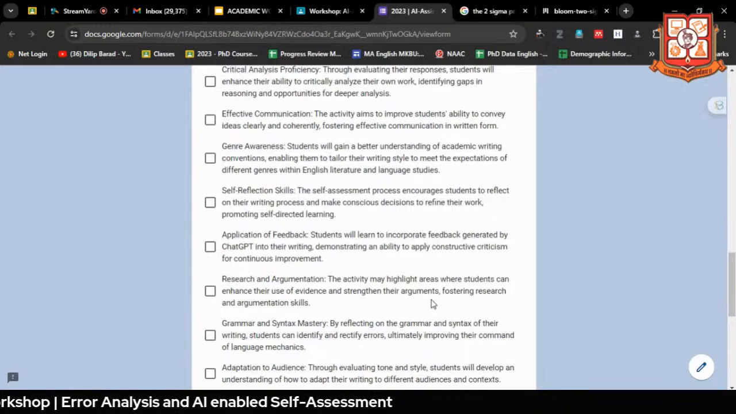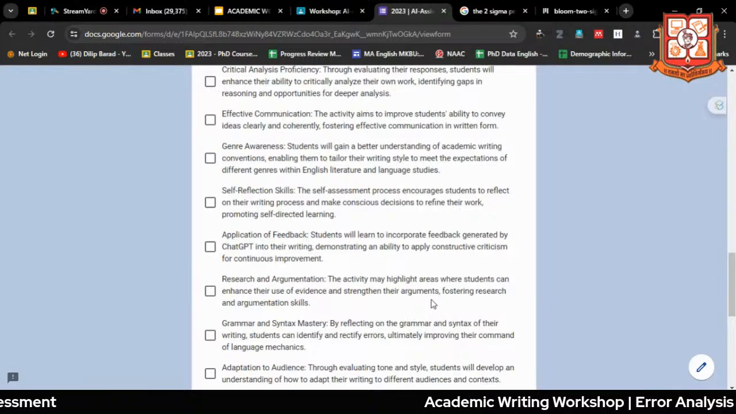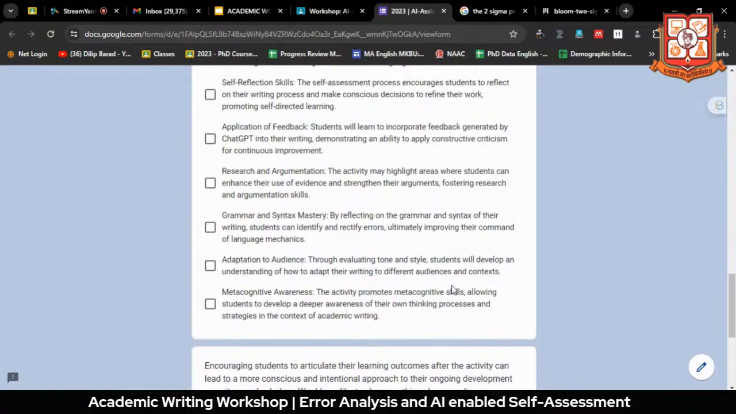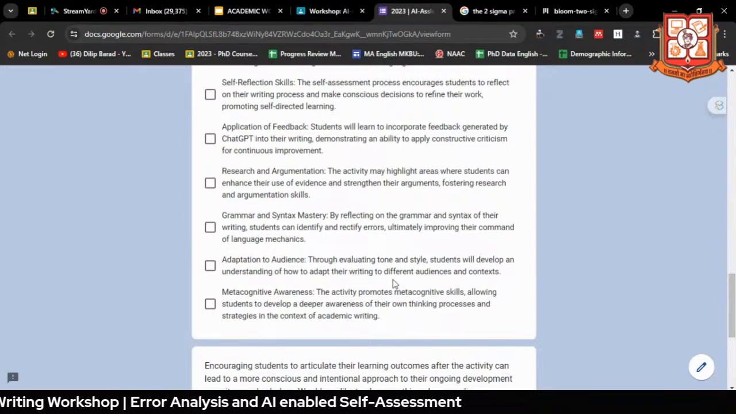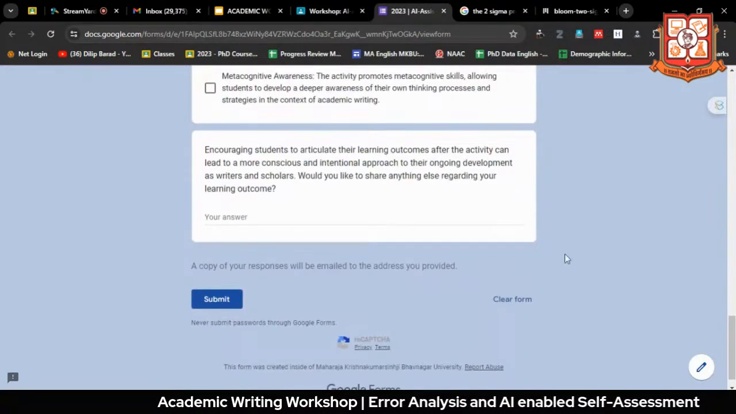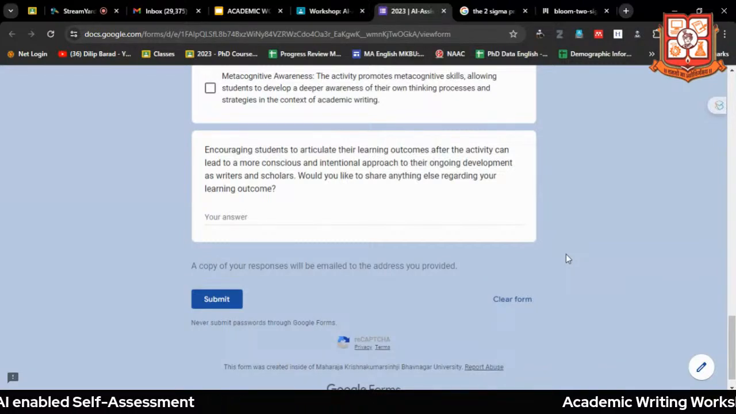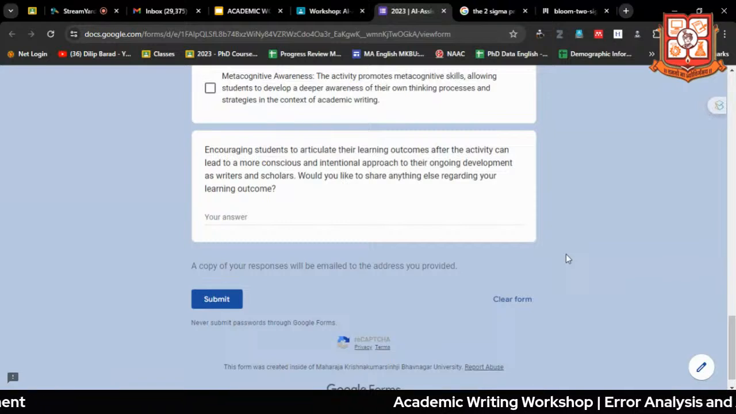Self-reflection skill. When you do this, you will self-reflect on your writing and the improved version of your writing. Two things: your writing and the improved version of your writing. And a few others: grammar, syntax mastery, adaptation to audience. Here it is a PG student, so that is the audience, and metacognitive awareness. Wherever you think there is some improvement, you have to tick mark. And then finally, encouraging students to articulate their learning outcomes after an activity can lead to a more conscious and intentional approach to their ongoing development as writers and scholars.